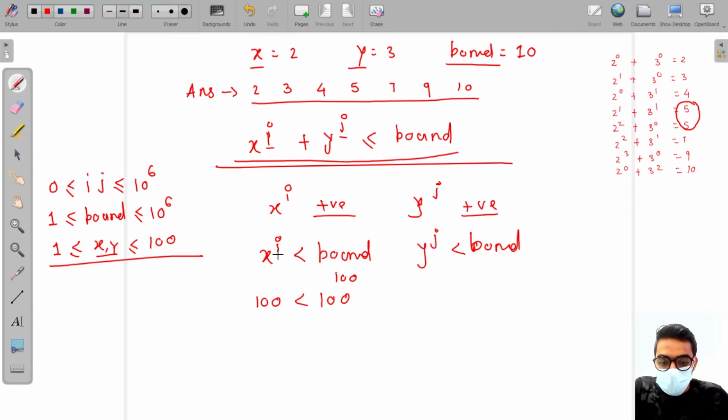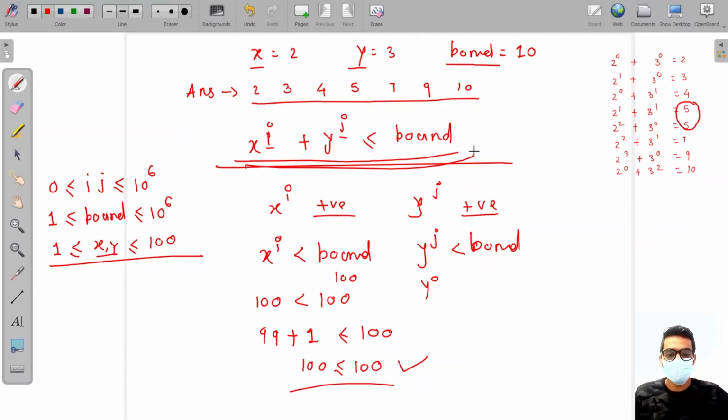So if x raised to i's value is 99 plus y raised to 0, that is 1, then we say it is less than or equal to 100. So 100 is less than or equal to 100, and this condition is satisfied. Because any number raised to 0 gives 1 as the answer. Now let's solve this question.